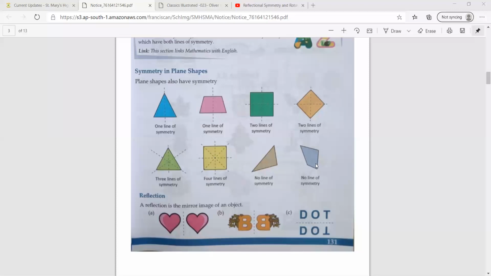Now this is another quadrilateral because it has four sides. But wherever I draw a line, it will not give me an identical image on the other side. So this quadrilateral does not have any line of symmetry. So these two figures are called asymmetrical.